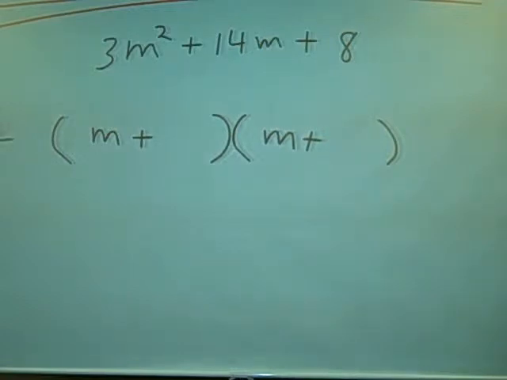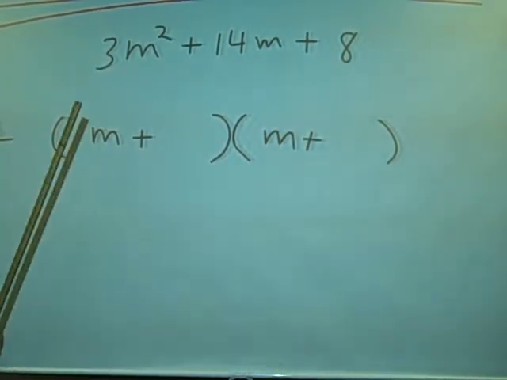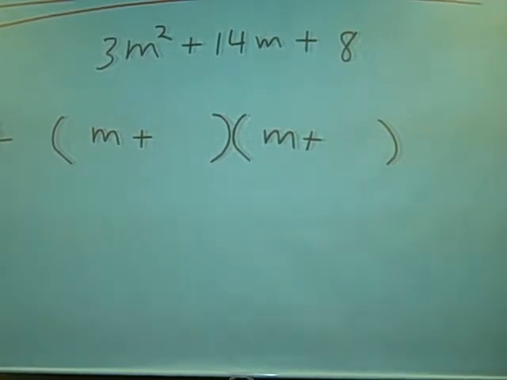3, we look at our factors for the leading term and our factors for the ending term. Let's do a factor table for the 3. Okay, factors of 3 are what? There's only one set. It always starts with 1 and the number. Okay? Factors of 8. 1 and 8, right? And what else? 2 and 4. Okay.